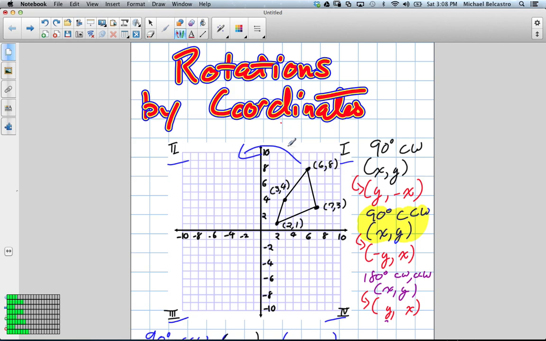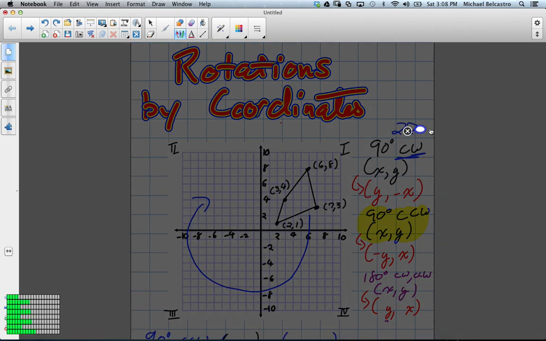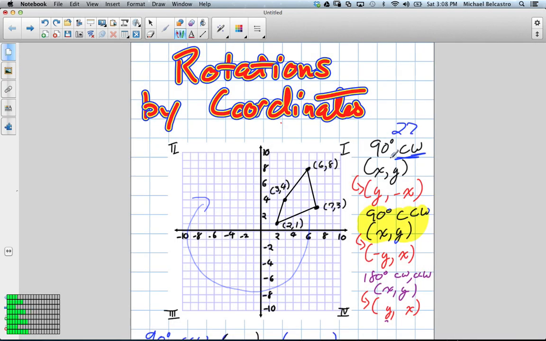Now, the reason we're doing that is because if we come all the way around here, it's also a clockwise rotation of what? 270. Of 270, right. So that's the same thing. So if they give you something that's 270, just recognize that 270 clockwise is the same as 90 counterclockwise. And vice versa. If they tell you 270 counterclockwise, it's the same as 90 degrees clockwise.